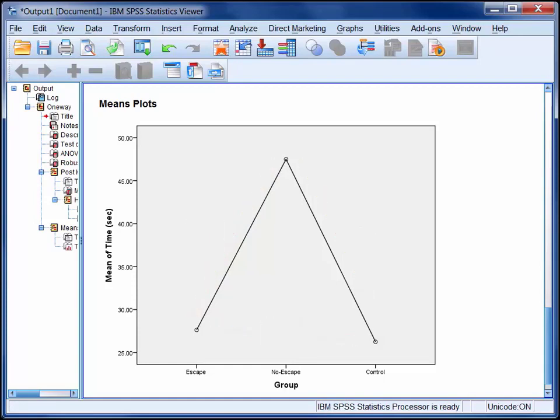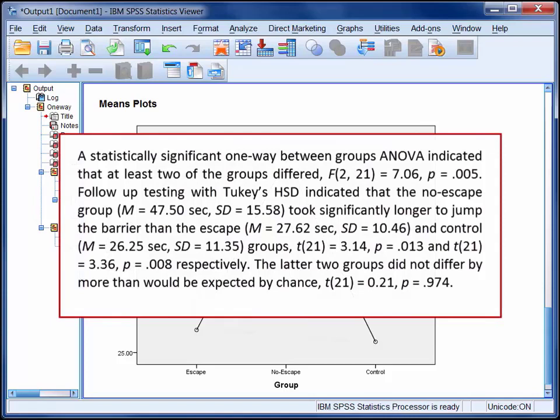To report these findings, we might say something like this. Now don't forget that when writing up a piece of research like this, you may also be required to report the results of your assumption testing and effect sizes. Effect sizes are necessary for interpretation as they give the reader a sense of the magnitude of each of the effects that you report.